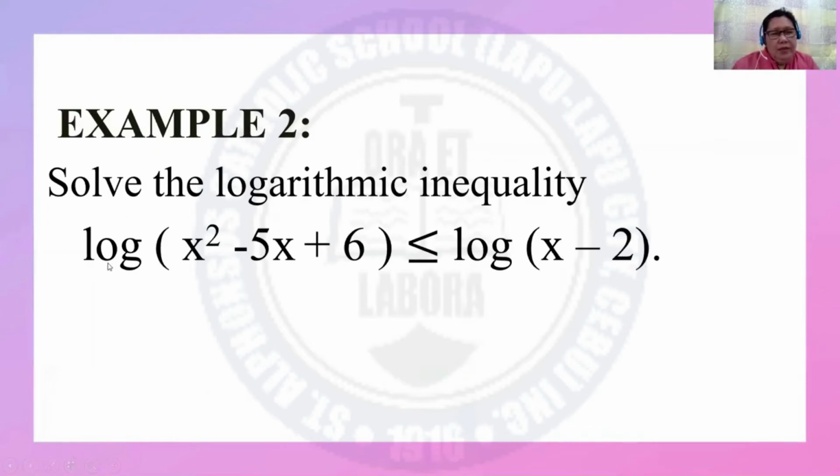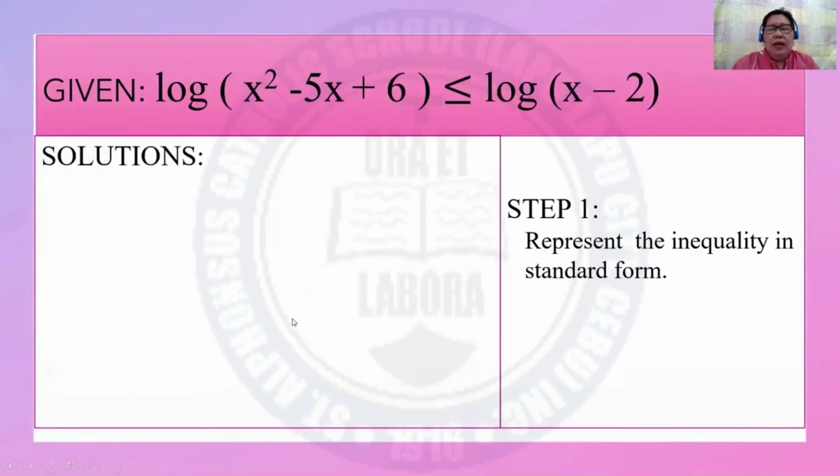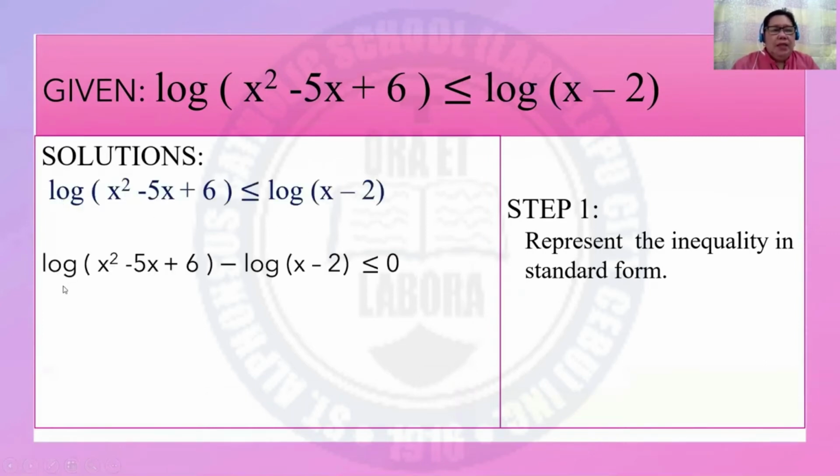We have the logarithm of the quantity x squared minus 5x plus 6 is less than or equal to the logarithm of the quantity x minus 2. For the solutions, step 1, we have to represent the inequality in standard form. So this is the given. The standard form is the logarithm of the quantity x squared minus 5x plus 6 minus the logarithm of the quantity x minus 2 is less than or equal to 0.